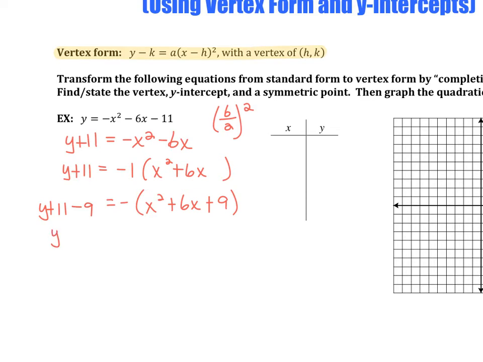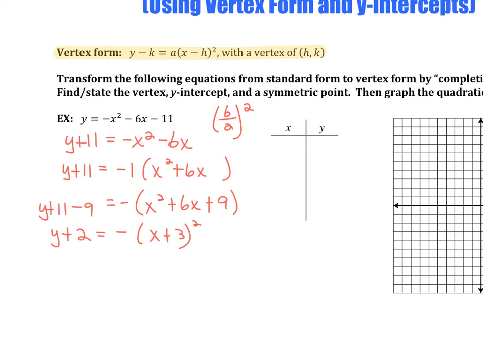So on the left-hand side, I'll have y plus 2. On the right-hand side, I should now be able to write this quadratic trinomial as a binomial squared. And so if I do that, that's going to become x plus 3 quantity squared. And I always tell my students, if at this point you cannot write this quadratic trinomial as a binomial squared, then you did something wrong in the process.